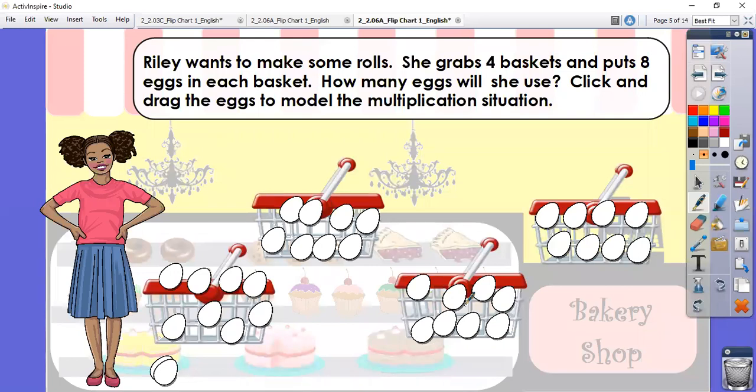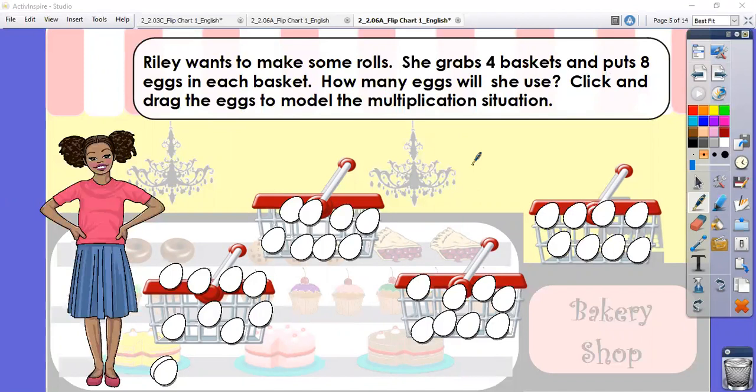Okay, so this is where we're going to start writing together, so make sure you have some pen or pencil and paper ready to go. Here we have a problem that says Riley wants to make some rolls. She grabs 4 baskets and puts eggs. Puts 8 eggs in each basket. How many eggs will she use? Click and drag the eggs to model the multiplication situation. So I've already dragged those eggs for you.